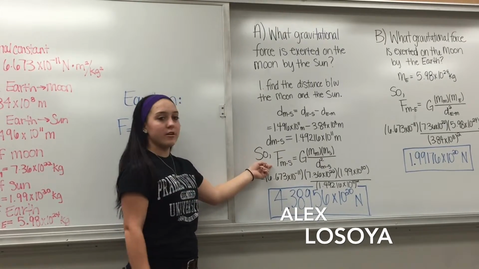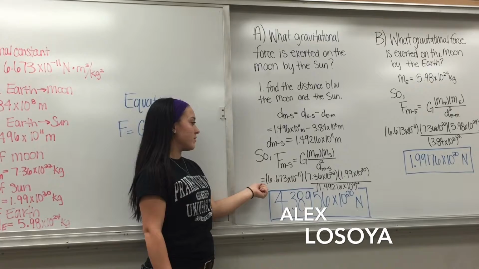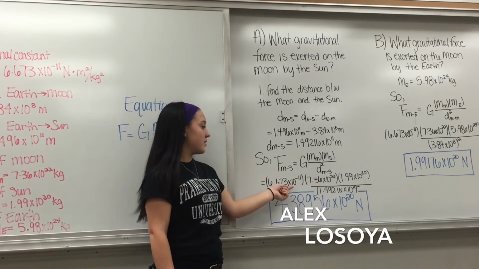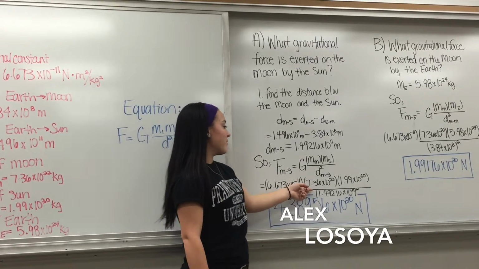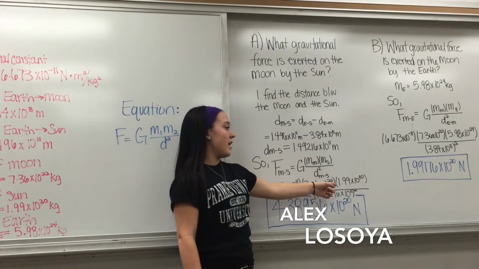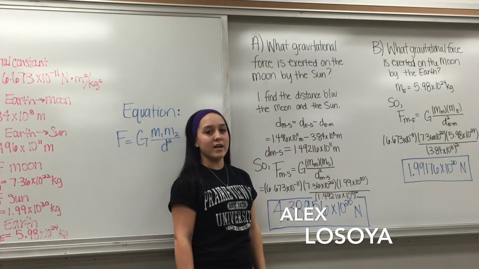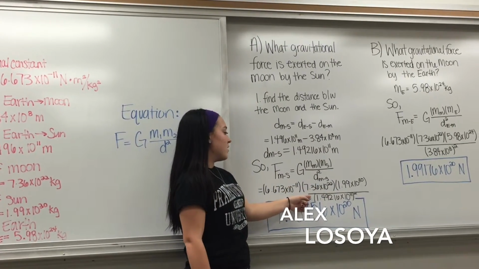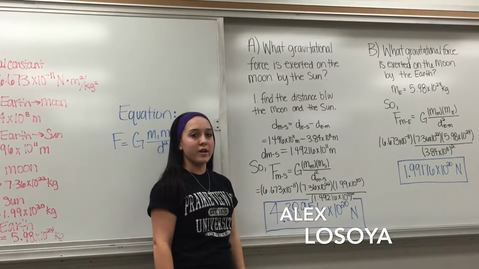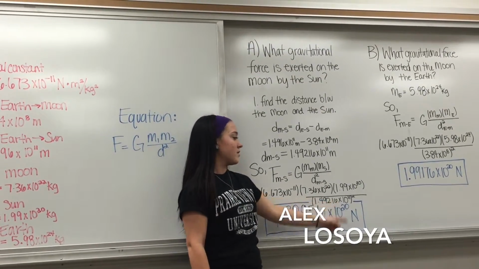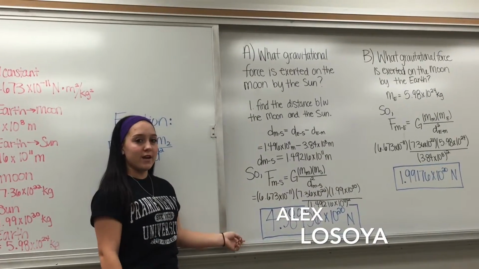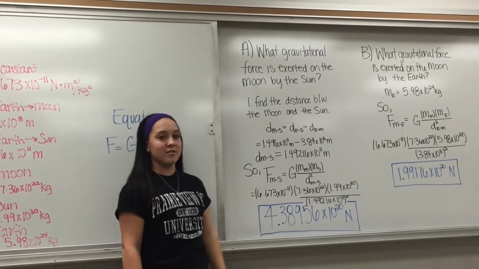So now we're going to use our equation and plug in our numbers. The gravitational constant, which is 6.637 times 10 to the negative 11, times the mass of the moon, which is 7.36 times 10 to the 22, times the mass of the sun, which is 1.99 times 10 to the 30, divided by the distance between the moon and the sun, which is 1.49216 times 10 to the 11, squared. That gives us our answer, 4.38956 times 10 to the 20 newtons.